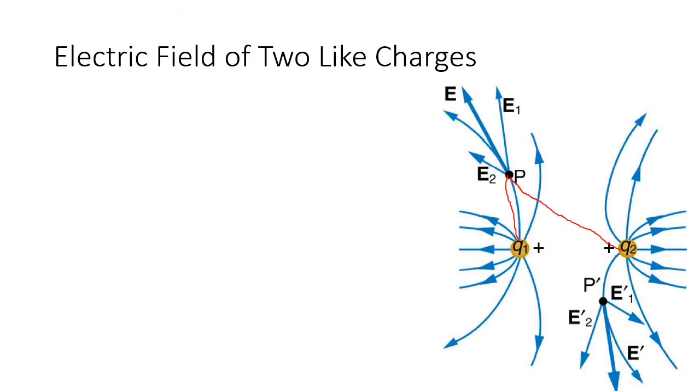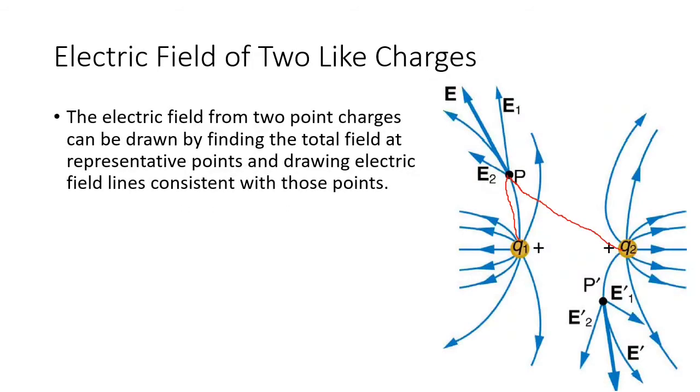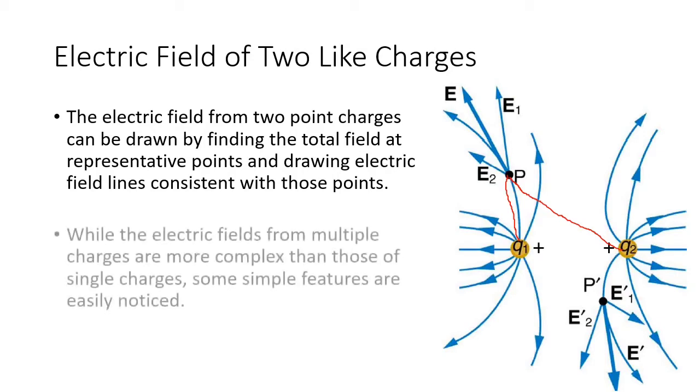Now what they've done for you when they represent all these lines is they've calculated what direction the field will be going at every point on that line. And that's why the lines curve the way they do. So electric field from 2-point charges can be drawn by finding the total field at representative points and drawing electric field lines consistent with those points.